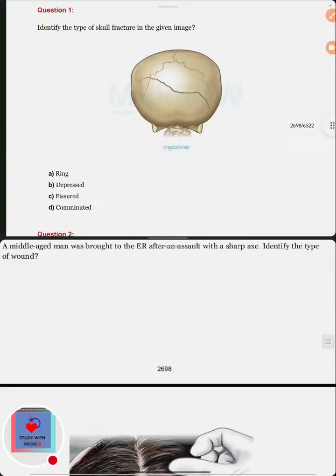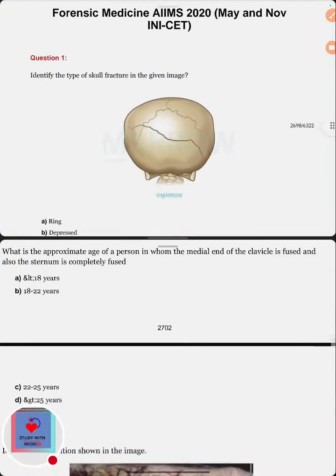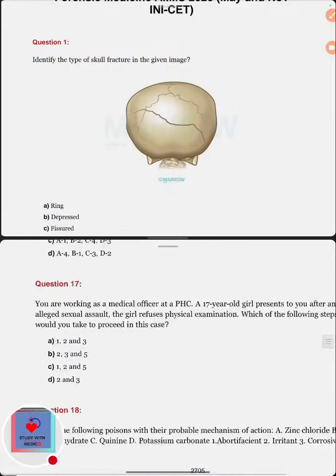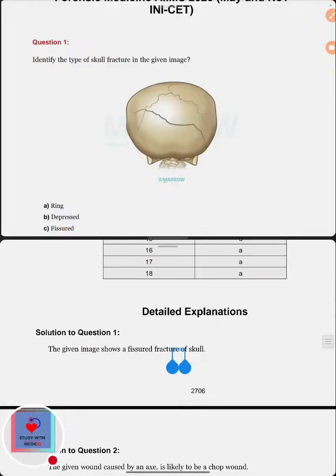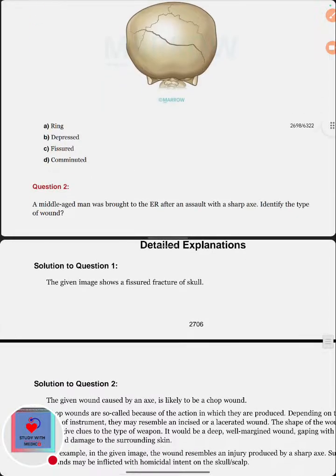Next. Identify the type of skull fracture. Next, we're moving on to AIIMS 2020. Good question. 18 questions were asked. Which type of fracture is it? It is a ping-pong fracture.